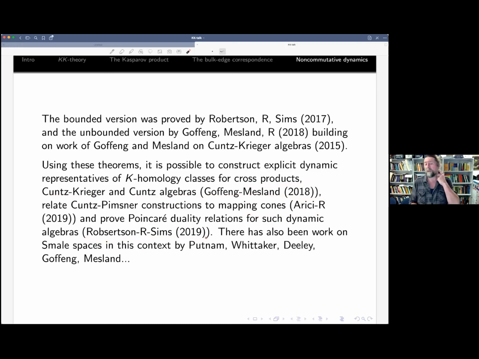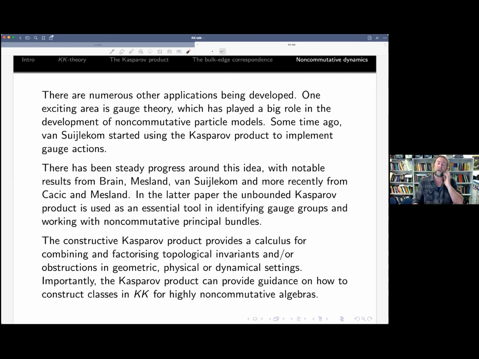That was with Dave Robertson and Aidan Sims again, pretty much in the context I've talked about. There's also been much more done on Smale spaces in this context by Putnam and Whittaker, Dealey, Goffeng and Mesland again. So there's lots of things with a very different flavor in the dynamical direction. There's lots of other things going on.